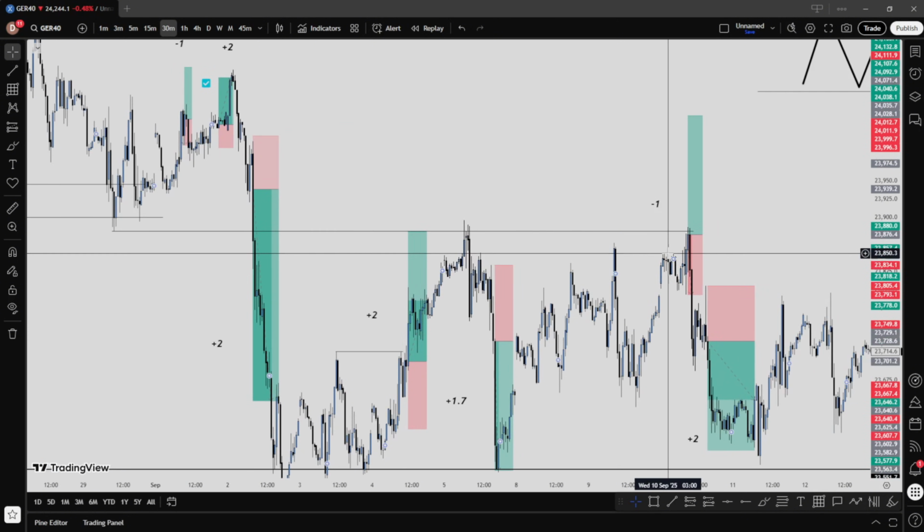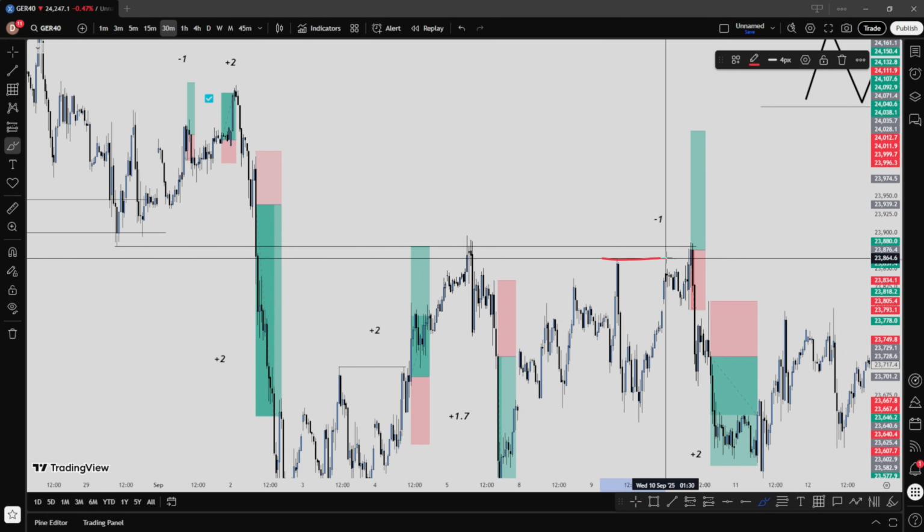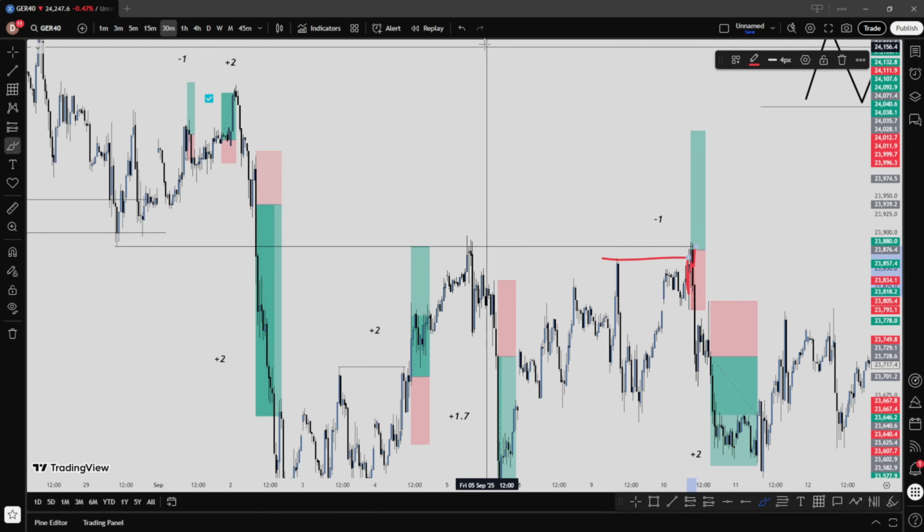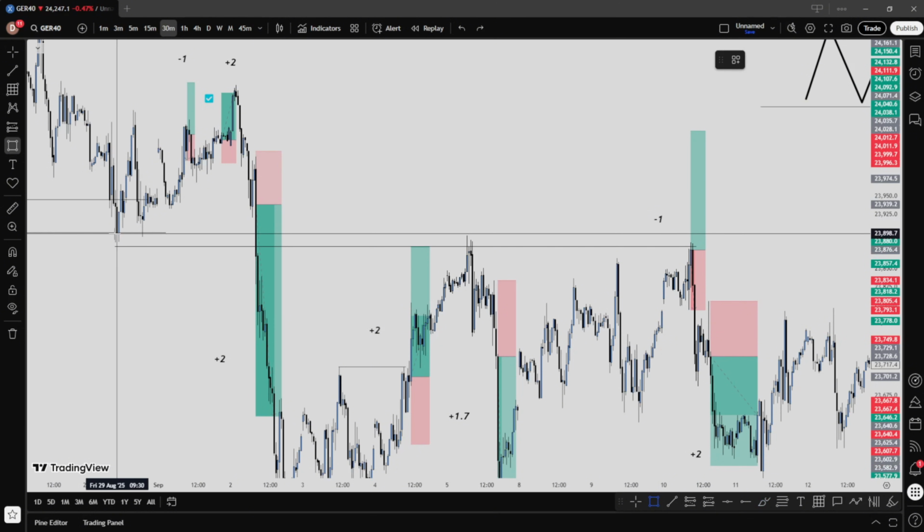Then we had this trade. As you can see, we swept this high. Then we created a pullback on a low time frame. Once the pullback was done, we entered, and this trade's stop loss got hit because we tapped into this level.